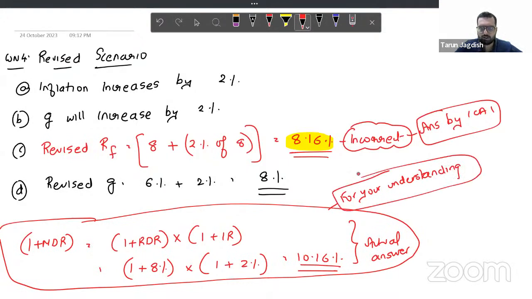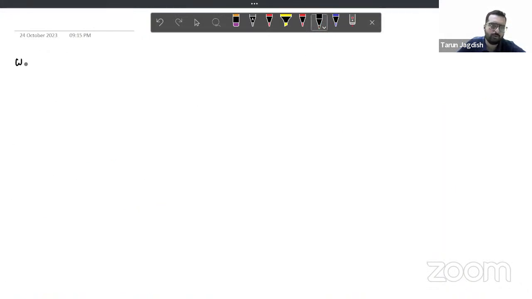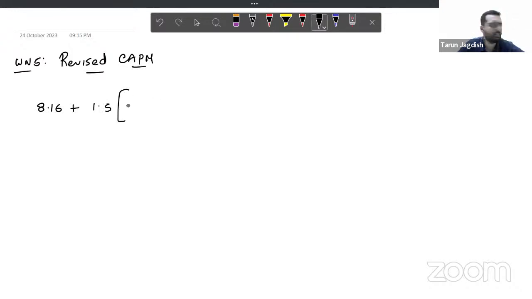Are you all clear now, friends? All right. So now once you get this, the remaining part is easy. From this, I'll write down working note number 5, revised CAPM. What will be the equation? 8.16 plus beta into RM. How much is the RM that they have told over here? Market return was 12 percentage minus 8.16 percentage.